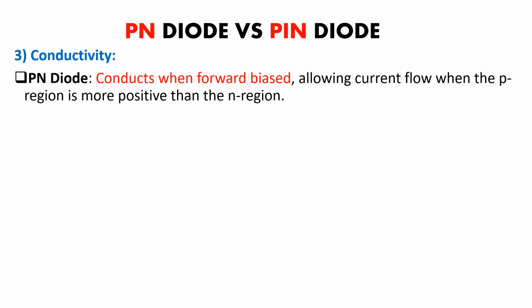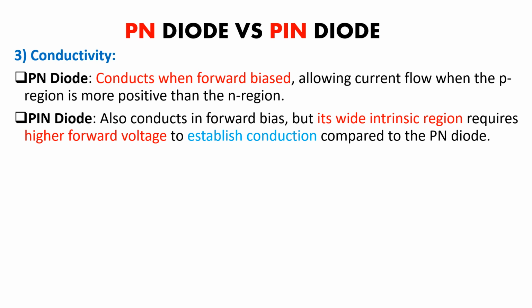Conductivity. PN diode conducts when forward biased, allowing current flow when the P region is more positive than the N region. PIN diode also conducts in forward bias, but its wide intrinsic region requires higher forward voltage to establish conduction compared to the PN diode. In PN diode, normal forward bias is required, but in PIN diode, it requires higher forward voltage to conduct.